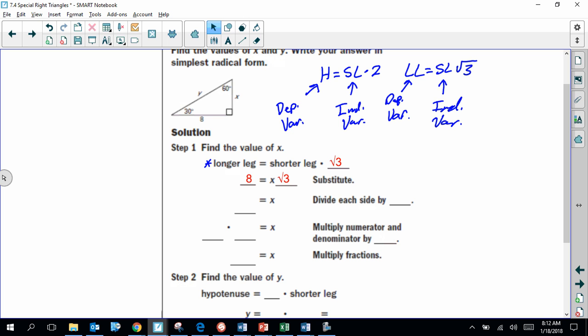The long leg is 8. So x is going to be the short leg. We have 8 is equal to x square root of 3. And just like what we saw with the 45-45-90 examples, we're going to divide both sides by the square root of 3.